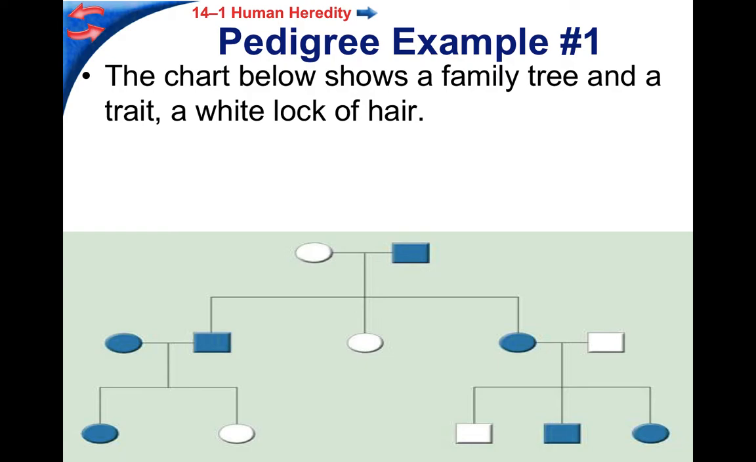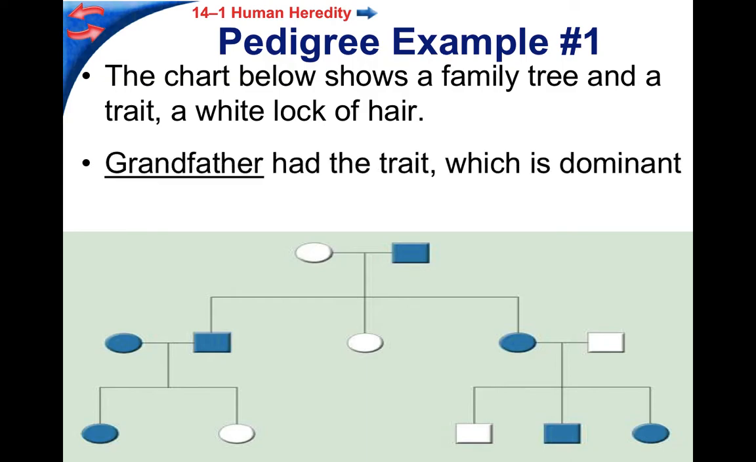Okay, so today I want to go over two examples with you of how to analyze a pedigree and determine individuals' genotypes. The family tree that we're looking at here is for having a white lock of hair. Any of the individuals that are shaded in that bluish purple color have a white lock of hair, and the individuals that are the white circles or squares do not have a white lock of hair.